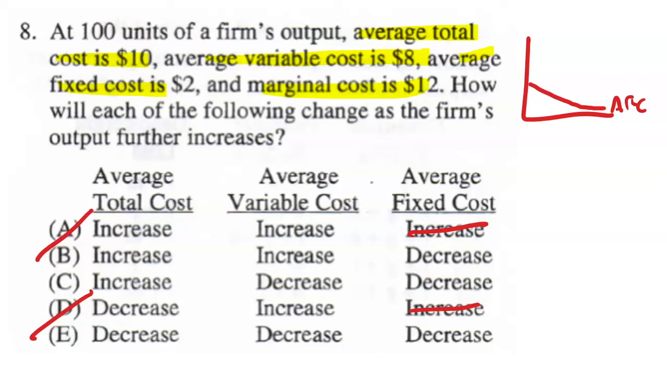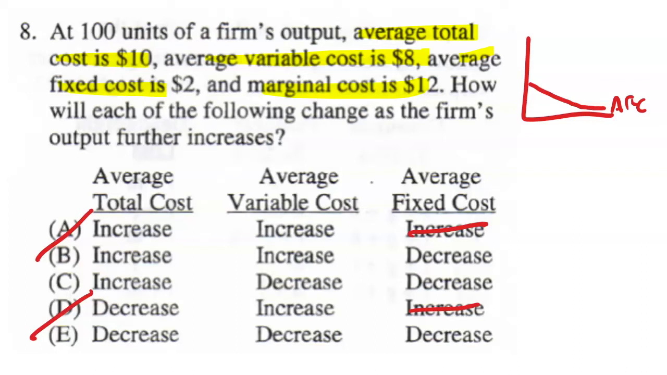So if our total fixed cost is 100, we just do 100 divided by 1, 100 divided by 2, 100 divided by 3, and so on and so on. So our average fixed cost is going to go lower and lower. So it's always going to be decreasing. At no point is our AFC going to be increasing here. Well, what about our ATC and our AVC?